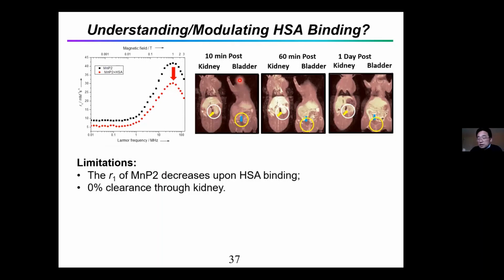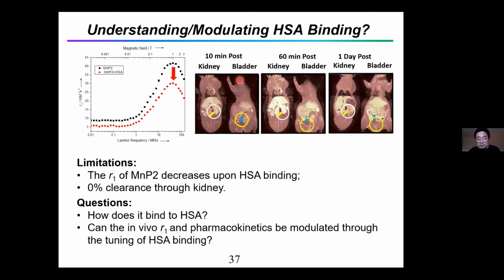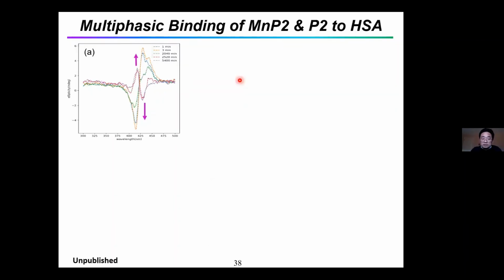So if there's a way that we can tune that retention time, depending on what you need for the study, we hope we could achieve a series of compounds with controlled retention time. If you need the MRI done very quickly, use a quickly excreted one, but if you need a long time, then you would use MnP2. So to design a better agent, the question is how it binds to HSA, and this binding behavior could be used to tune the pharmacokinetics.